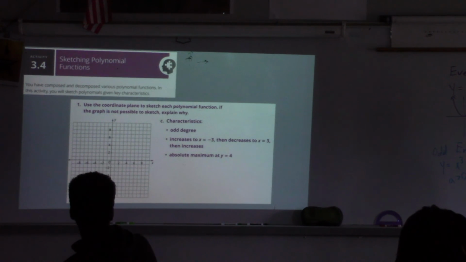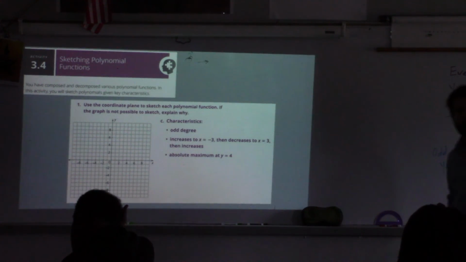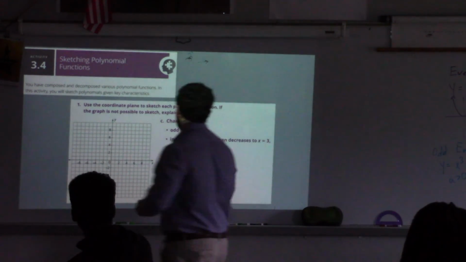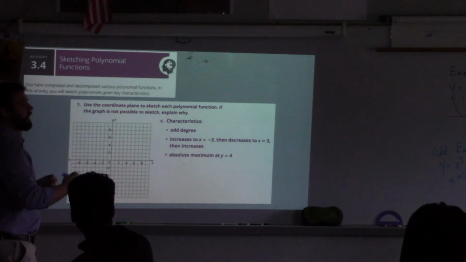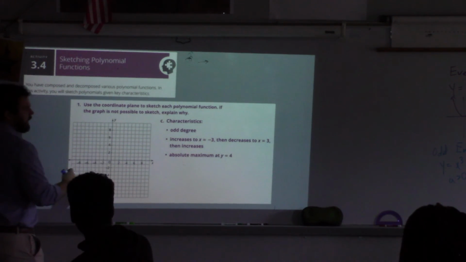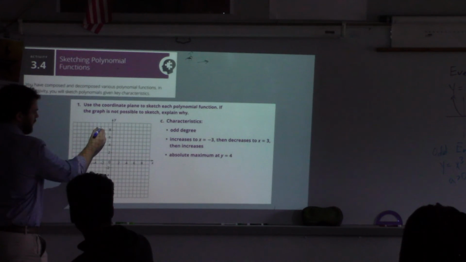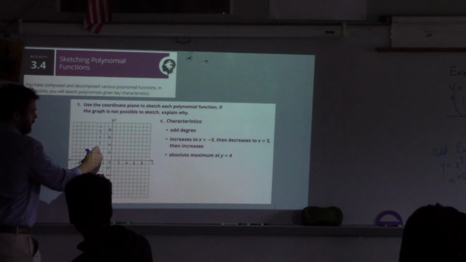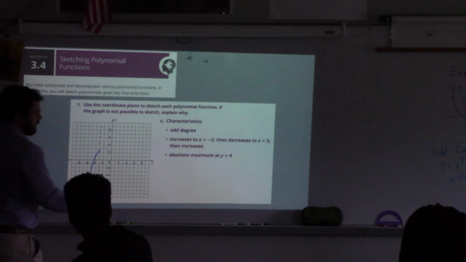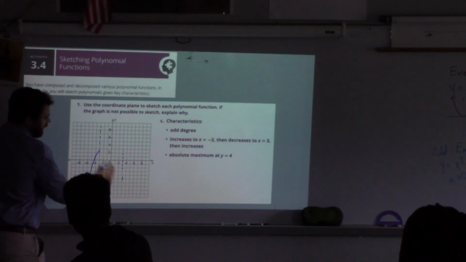So what do we know if it's an odd degree? They go opposite ways, right? So when you're talking about they, what do you mean they? The arrows. The arrows, so the end behavior, right? So it increases to x equals -3. So like somewhere in here it's increasing to, and so let's just say it increases to there. Then it decreases to x equals 3. I don't know exactly where, but notice that means I'm just going to drop it down into here. And then it increases after that.